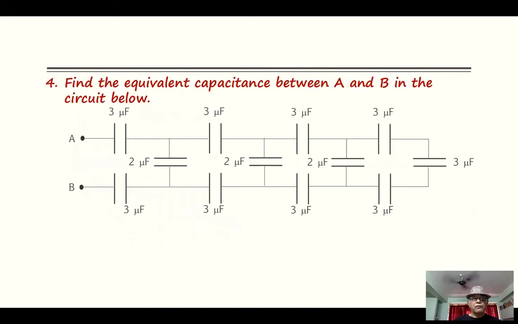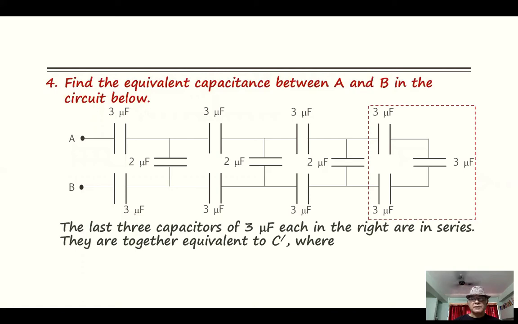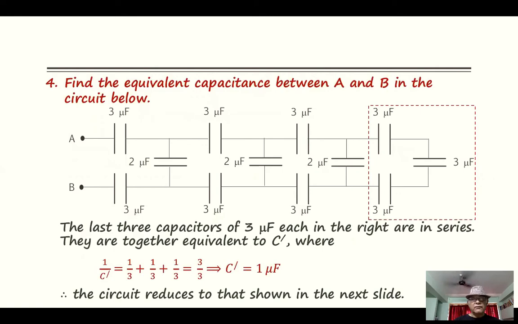Problem 4. Find the equivalent capacitance between A and B in the circuit below. The last three capacitors of 3 microfarad each on the right are in series. They are together equivalent to C dash, where 1 by C dash equal to 1 by 3 plus 1 by 3 plus 1 by 3 equal to 3 by 3, which gives C dash equal to 1 microfarad. Therefore, the circuit reduces to that shown in the next slide.